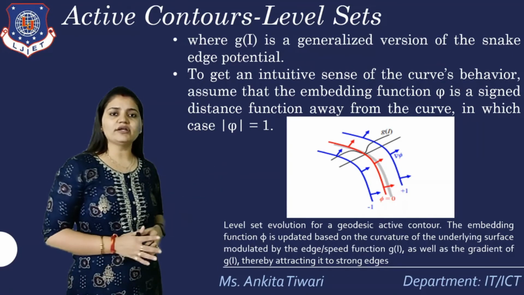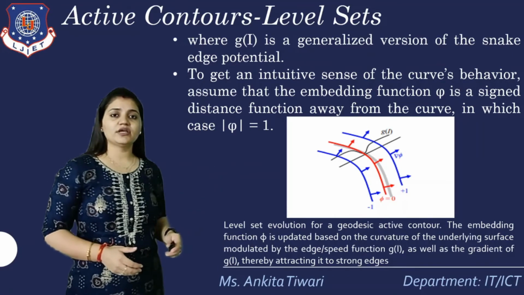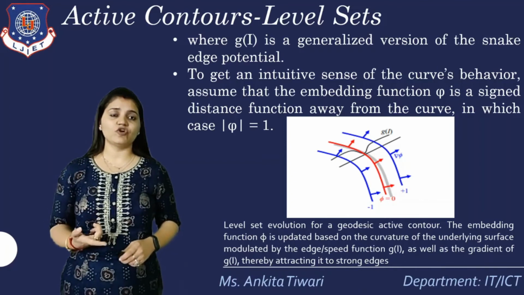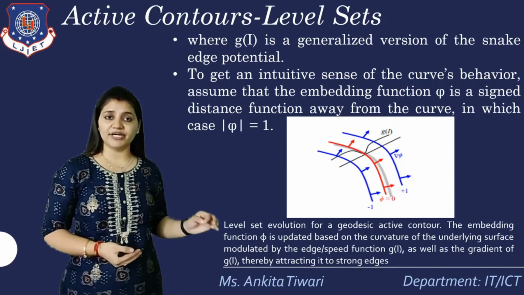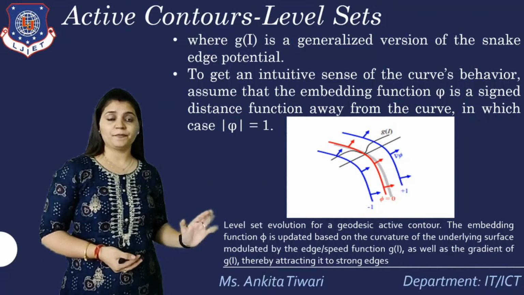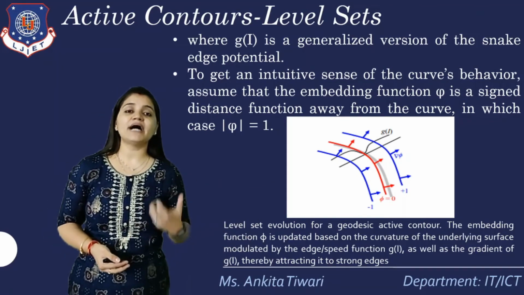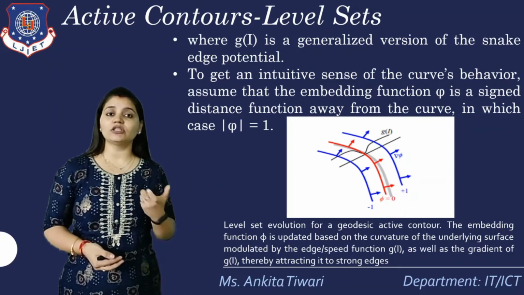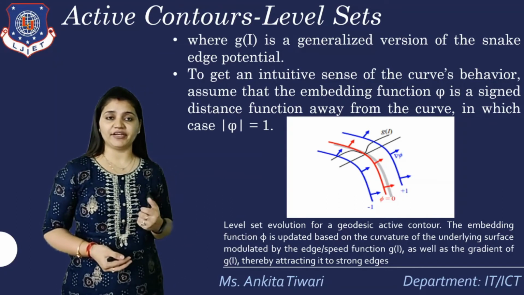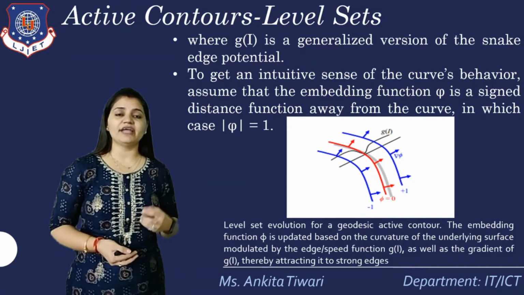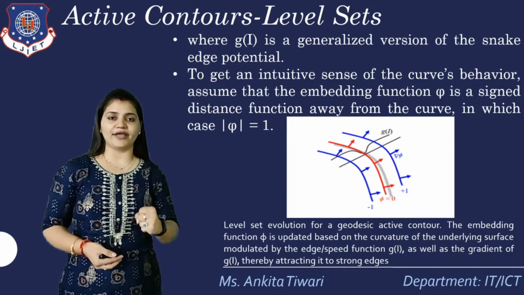Okay, so this is what we can say, it's a level set evolution. For a geodesic active contour, the embedding function phi is updated based on the curvature of what? The underlying surface, which is already being modulated by the edge, or the speed function, that is G of I, which is defined. As well, the gradient of G of I will be attracting it to the strong edges.